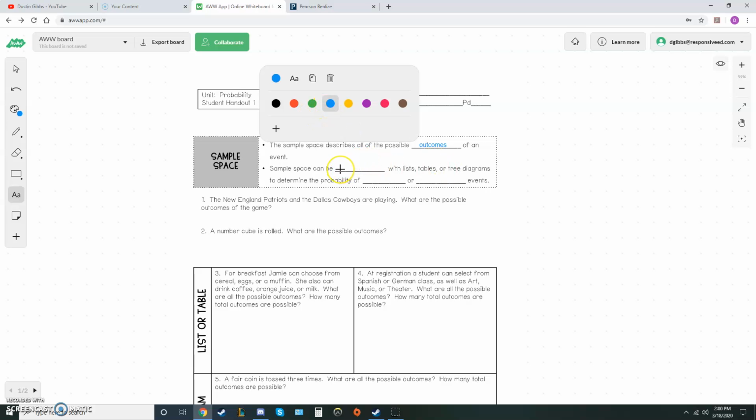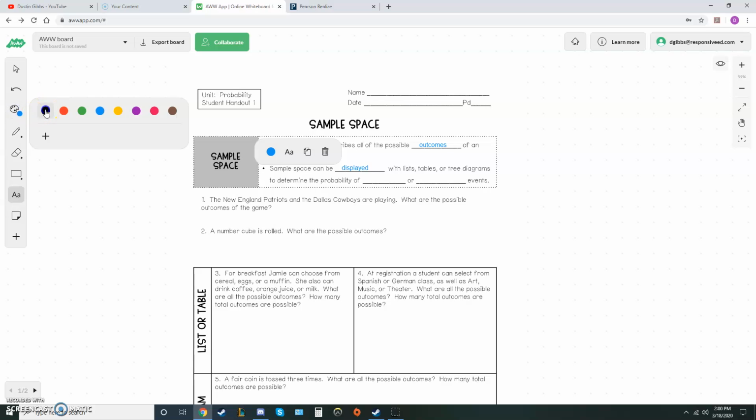Okay. And sample space can be displayed with lists, tables, or tree diagrams, and realistically, you'll see tables, but like today, you're only really going to see a list or tree diagrams. Anyways, so there are two types of probability, but I want to talk about them later. There's simple probability and compound, but we'll talk about that more later. So basically, this is it. So let's see these examples.